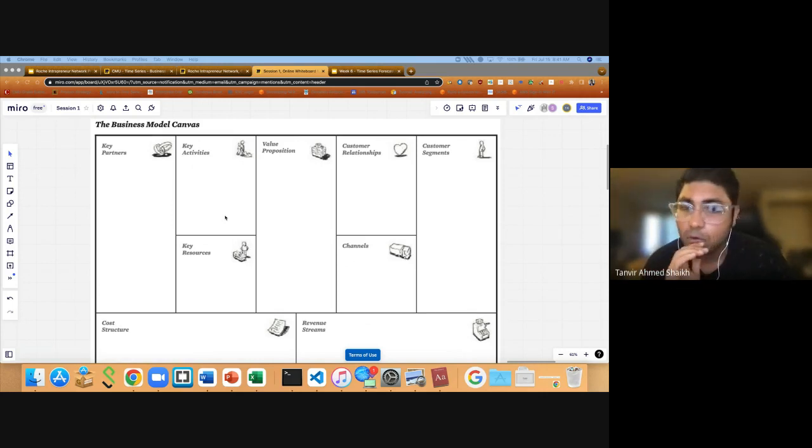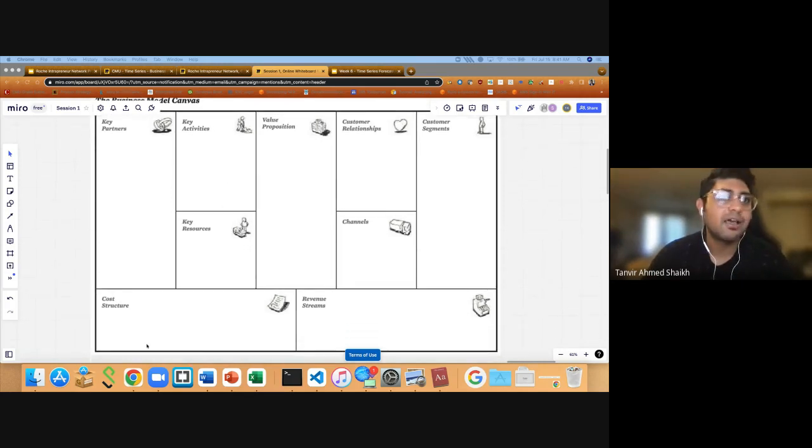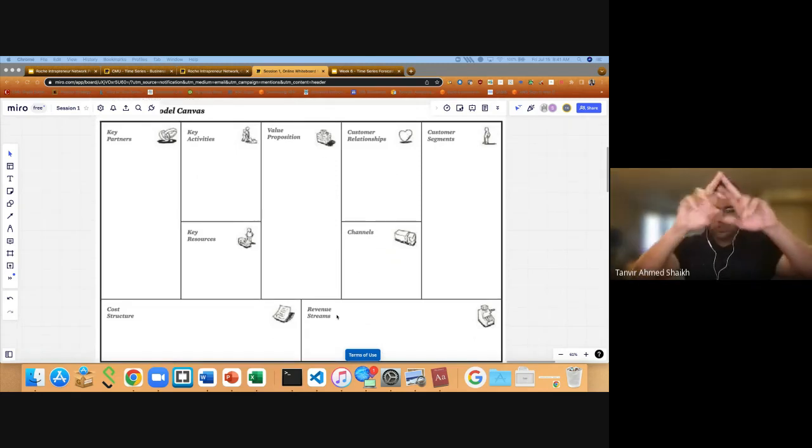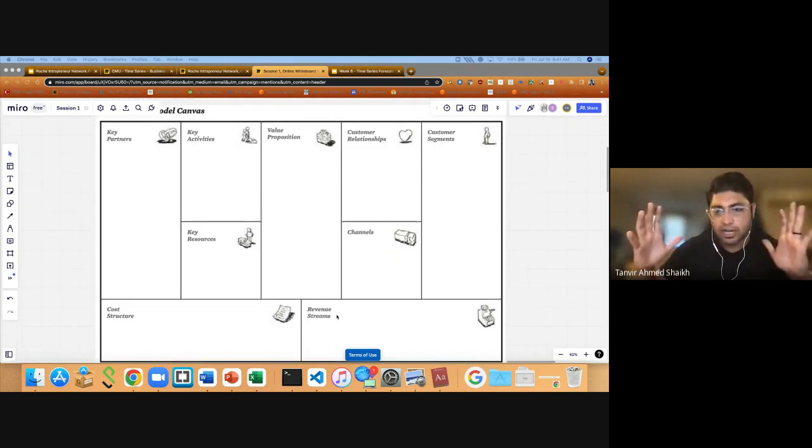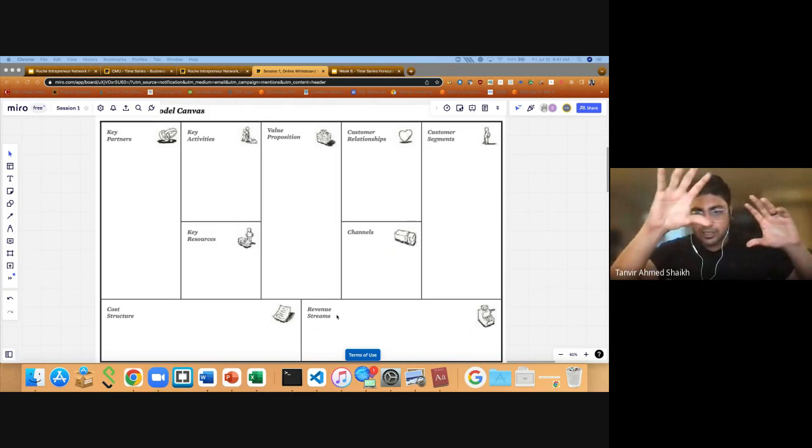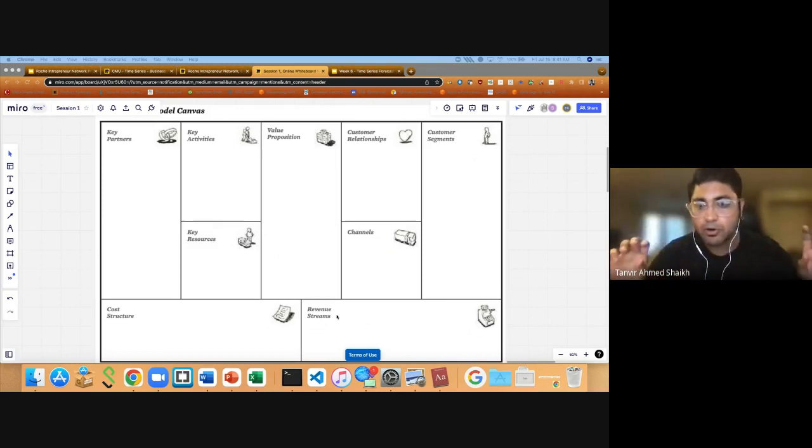And then who are your key partners? Different banks, governments, third-party apps, things like that. How much is all this going to cost, and how are you going to generate revenue? So this canvas tells you, if you're running a business in real life, these are the different buckets and these are the things I'm going to do.